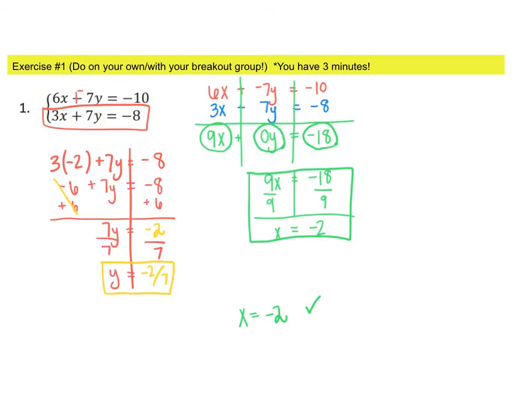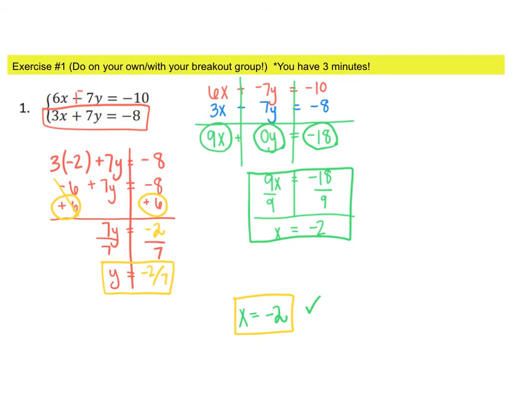All right, go ahead and check your work with my work. So I did 3 times negative 2. I got negative 6. The opposite of plus negative 6 is plus positive 6. So you'll see that I added 6 to both sides. I then got 7y equals negative 2. I divided by my coefficient of 7, and I got y equals negative 2/7.